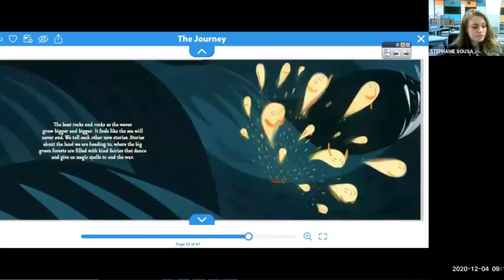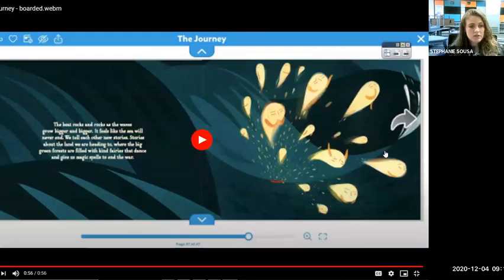The boat rocks and rocks as the waves grow bigger and bigger. It feels like the sea will never end. We tell each other new stories, stories about the land we are heading to, where the big green forests are filled with kind fairies that dance and give us magic spells to end the war.